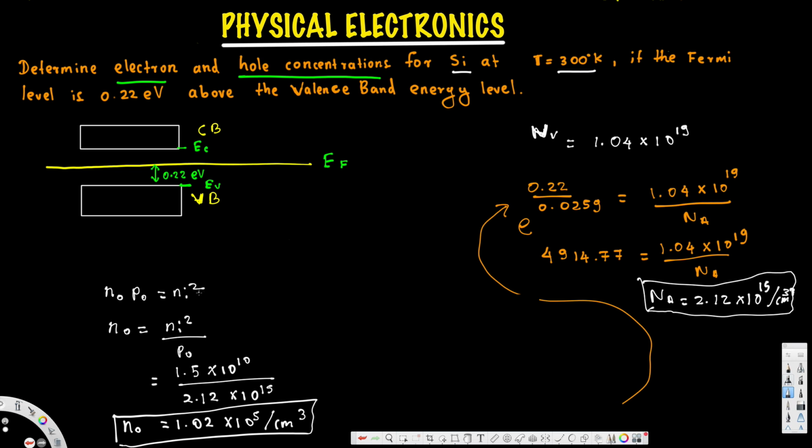Now if they ask what type of semiconductor this is, you can compare the values. The hole concentration is comparatively much bigger than the electron concentration, because this is 10 to the power of 15 and here we have 10 to the power of 5. So this is the majority. If the holes are the majority, we are going to have a p-type semiconductor. So that's going to be the final answer.